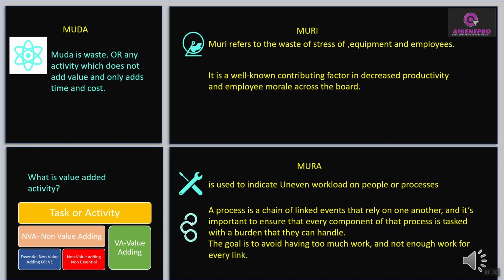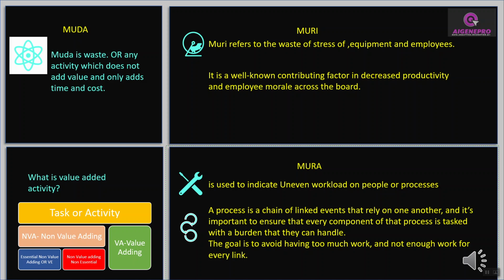MUDA. MUDA is waste, or any activity which does not add value and only adds time and cost. What is a value-added activity? As we learned in the section on process mapping, for some activity to be called a value-added activity, three things must be true. First, the customer or client must be willing to pay for it. Second, the thing must be changed in some way, that is, when value-added work is done, the form, fit or function of a thing is changed. And finally, the work must be done right the first time.